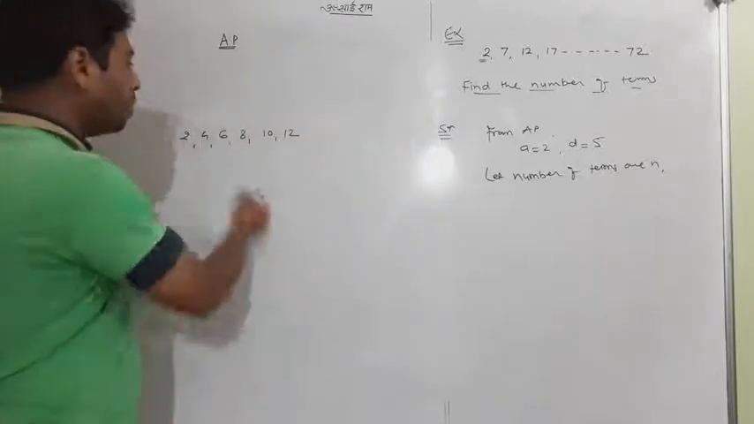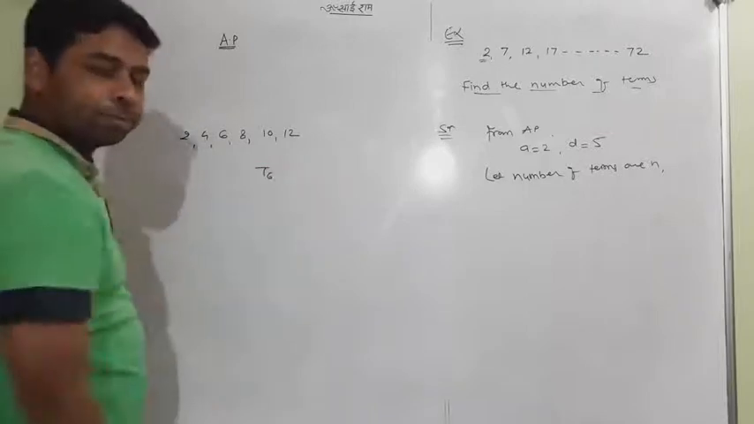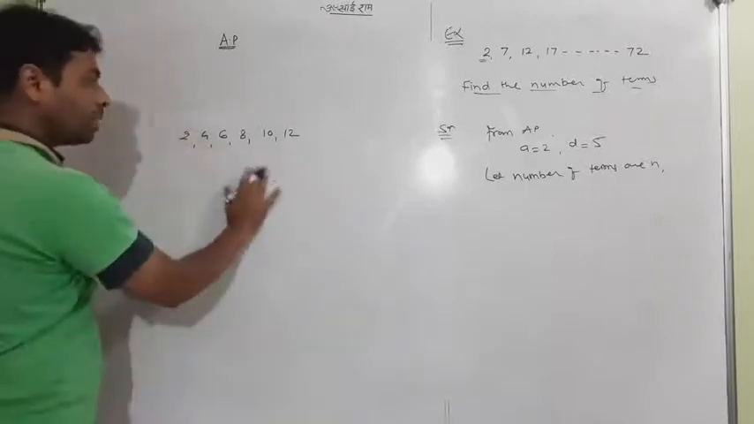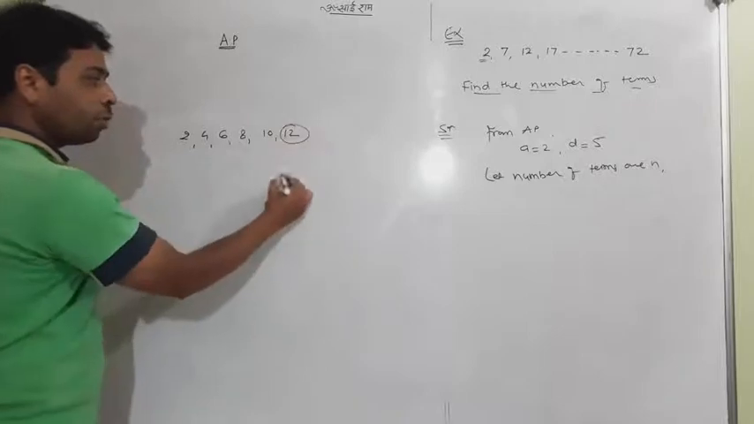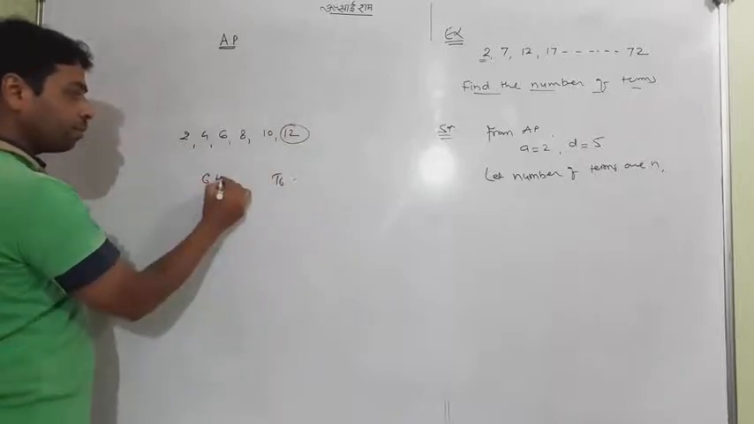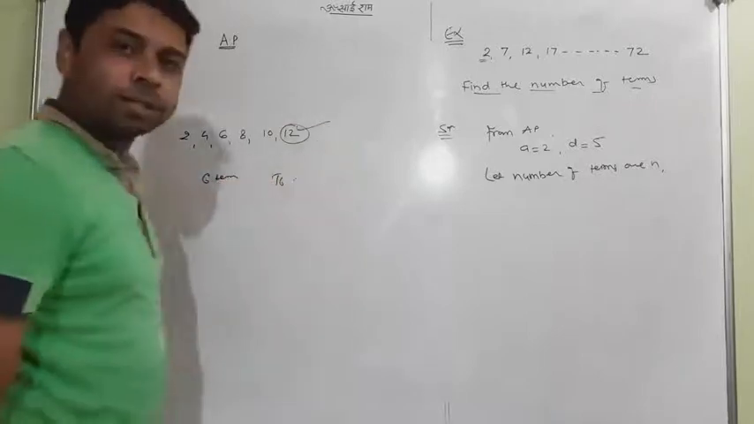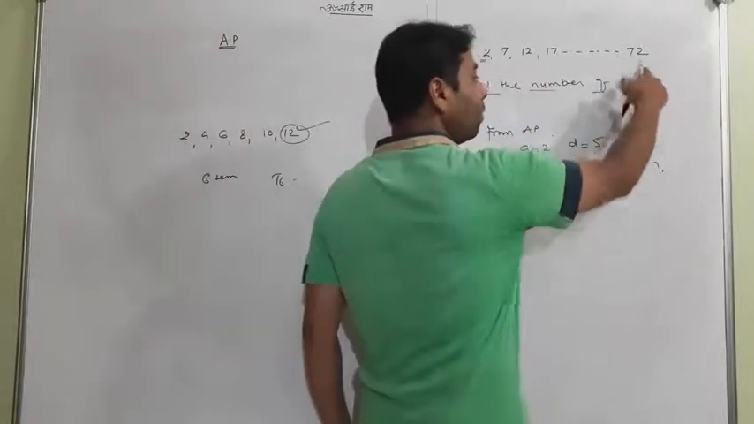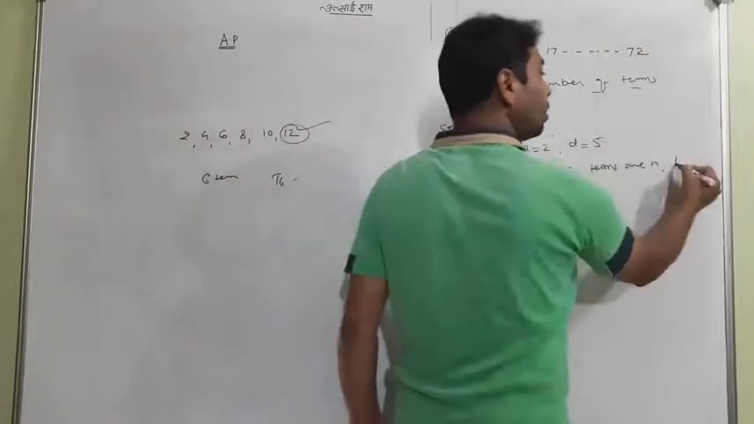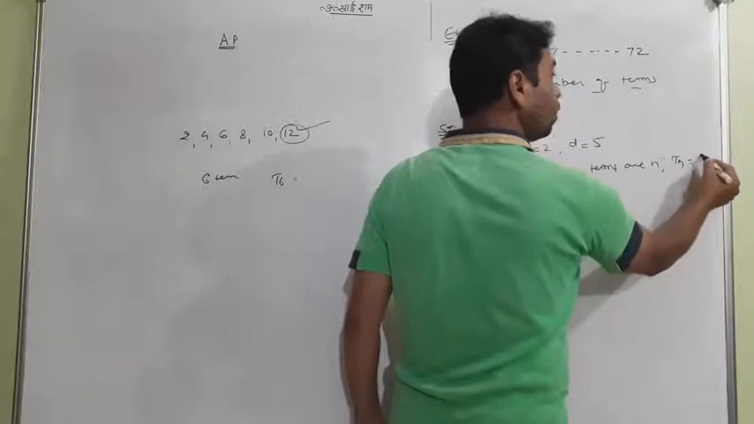If you're not getting it properly, look here. If I ask how many terms, we have 6 terms, and T6 is the last term, 12. So how many terms do we have? n terms. So this is Tn. Therefore Tn will be 72.